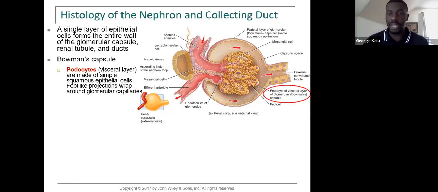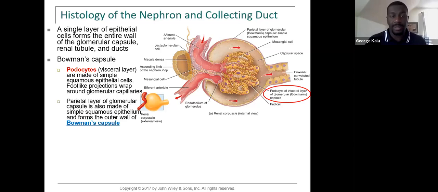And so what these podocytes will do is they're going to sit right on top of the glomerular capillaries, and we'll see the importance of that later. But this is going to be simple epithelium to allow some of these fluids to be able to move from the glomerulus into Bowman's capsule. So they're going to have these foot-like processes that are going to wrap around all of the glomerular capillaries. So those are the podocytes.